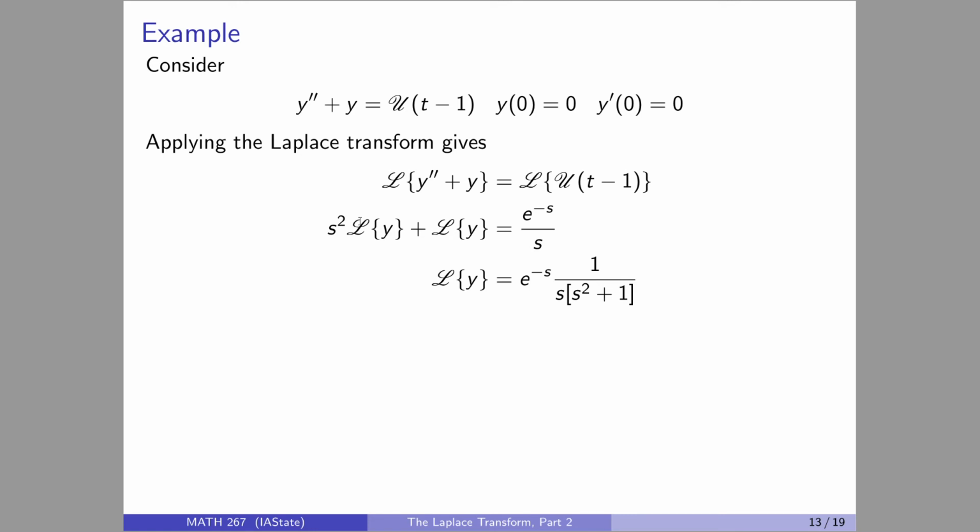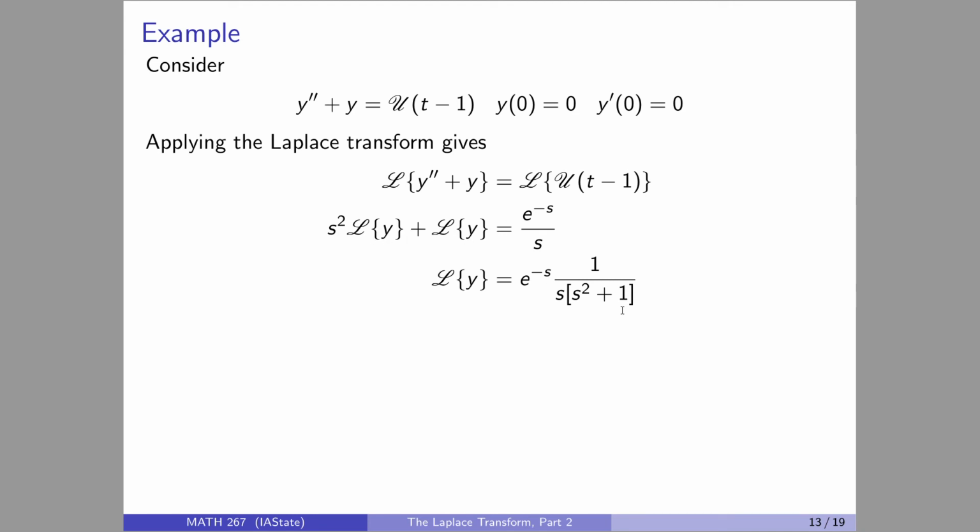On the left-hand side, it will go very nicely. Remember, the Laplace transform of the second derivative will be s squared times the Laplace transform minus s times the derivative evaluated at 0 minus the function evaluated at 0. But those are both 0, so they're gone. So it cleans up real nicely.